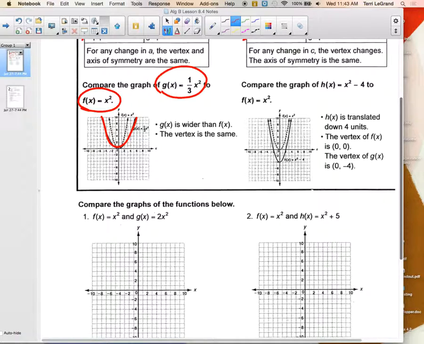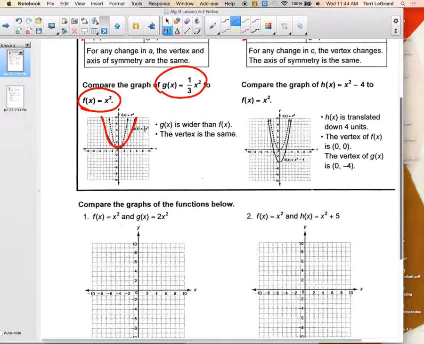Okay, and then the vertex is the same. Why does the vertex stay the same? Because there was no C. Did the C value change? No. It's 0 for the parent function. It's 0 for the new function. Remember, the y-intercept has to move it up and down. And since the y-intercept is 0 for both of them, I shouldn't say the vertex is 0, excuse me. It actually is, but the y-intercept is 0 for both of them. So if the y-intercept does not move, neither does the vertex. So it's going to stay in the same location.